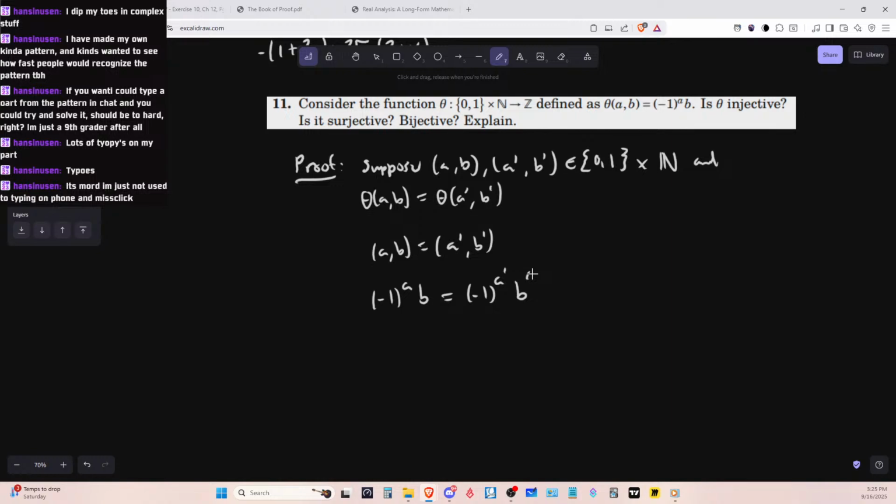I'm just not used to typing on my phone and misclicks. Oh, okay. That's okay. My thumbs hit the wrong buttons too sometimes. Okay.